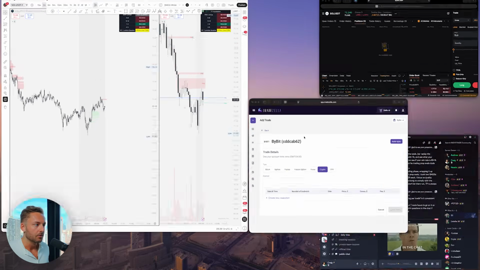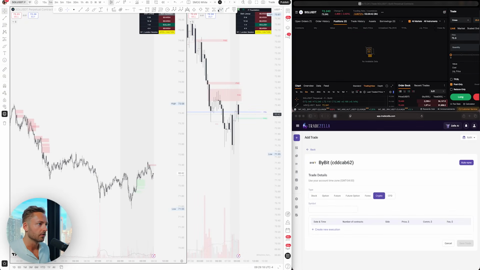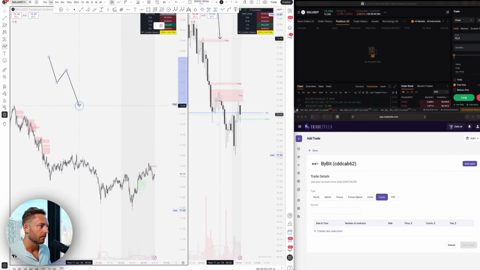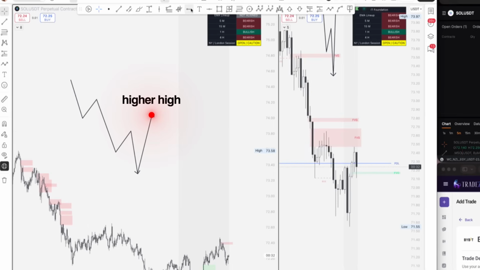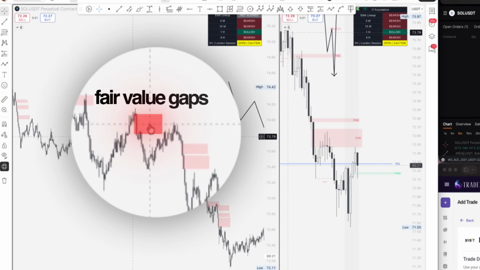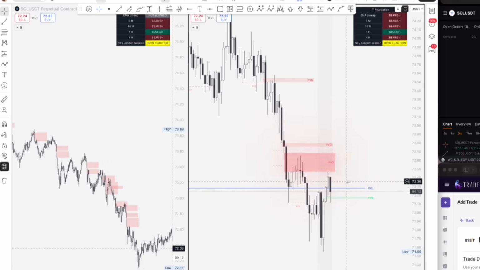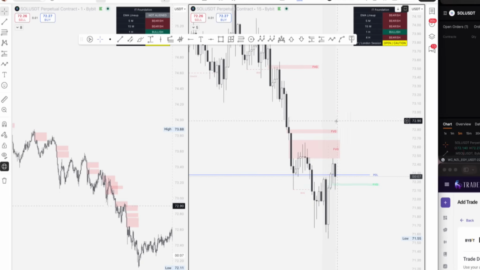Now, the strategy I'm going to be trading today is basically going to be me looking for what's called change of character. So if we have a trend developing, as soon as we have a higher high in, say, a downtrend, put in right here, this is going to be my change of character. Then I'm going to be targeting what are called fair value gaps on the 1 minute, and I'm going to be trying to match that up with higher time frame 15-minute fair value gaps on this side here.